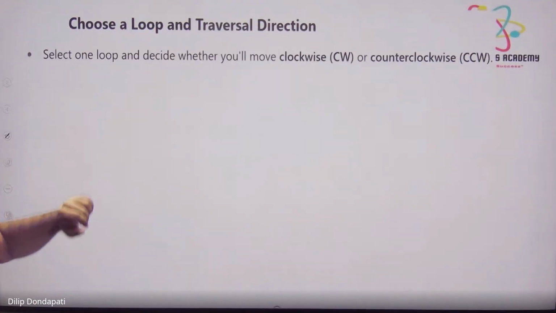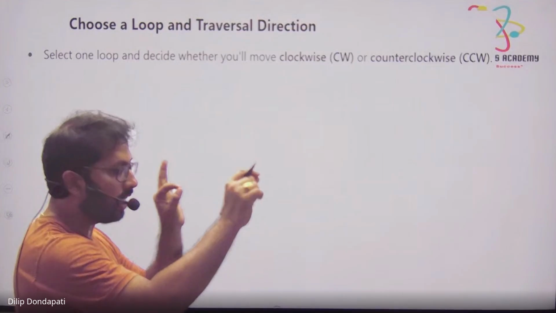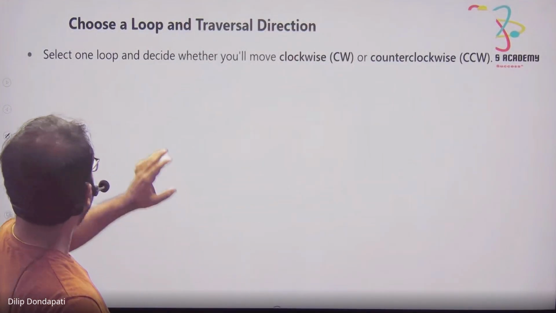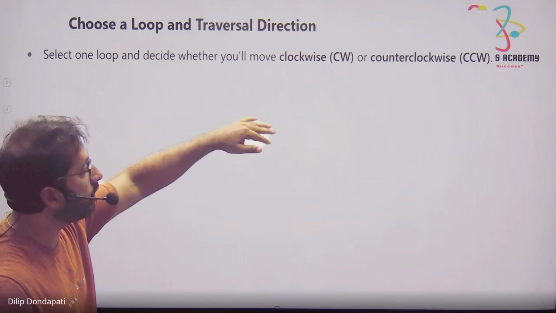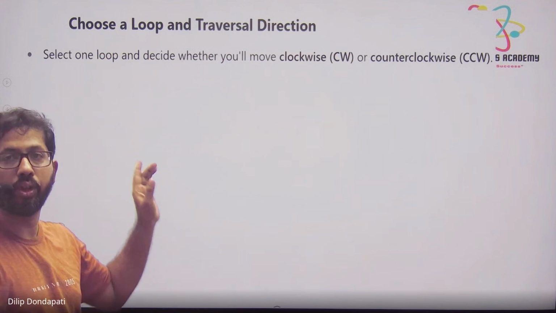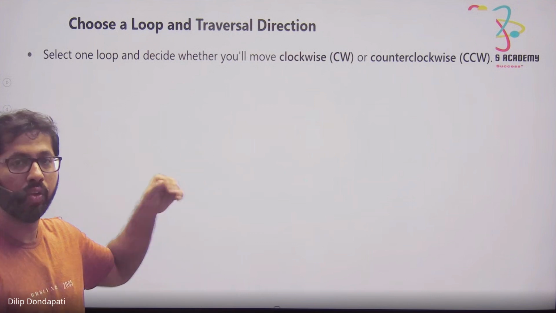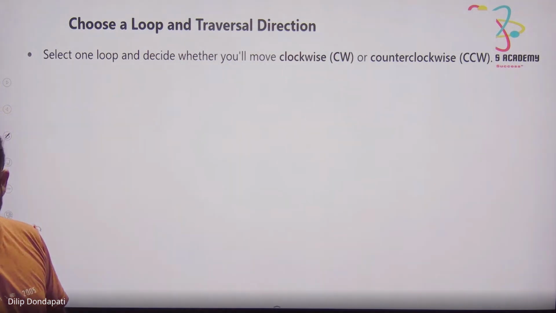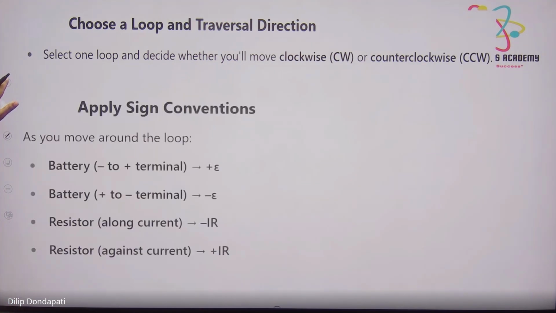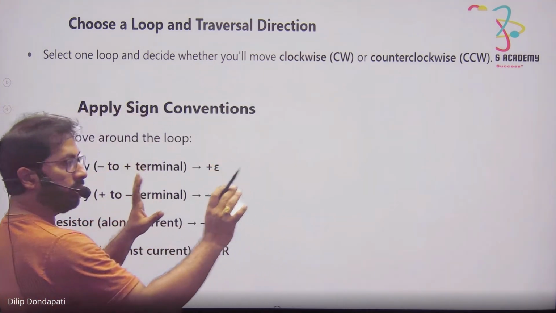Next step: closed loop and traversal direction. You have given the branch currents. Now we have to decide whether to go clockwise or anti-clockwise. Any direction, the answer will be the same. And we have to apply the sign conventions. What are the sign conventions? This will be understood fully in the numericals.